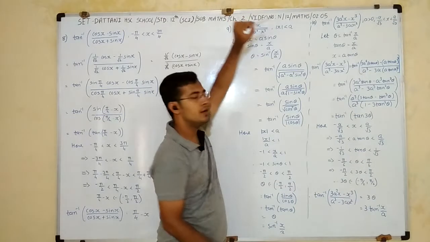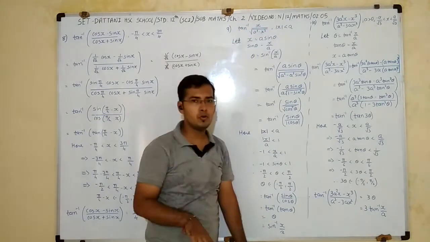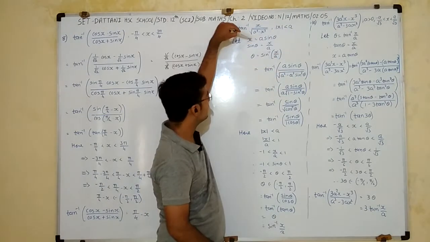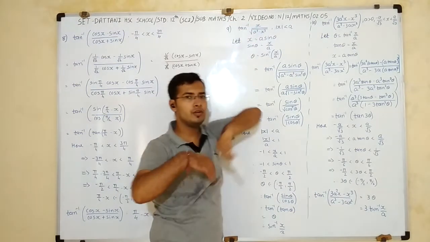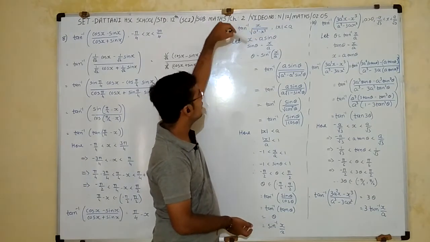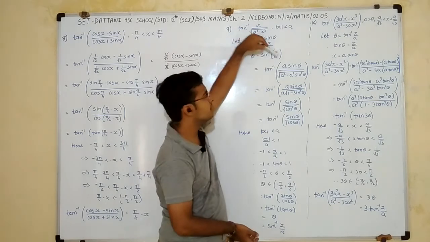So I need 1 minus sin square. So it becomes cos square and then cos. So sin upon cos I get tan. That's why I take x equal to a sin theta. Now I want to convert into theta. So sin theta is equal to x by a, one side changed, and theta is equal to sin inverse x by a.